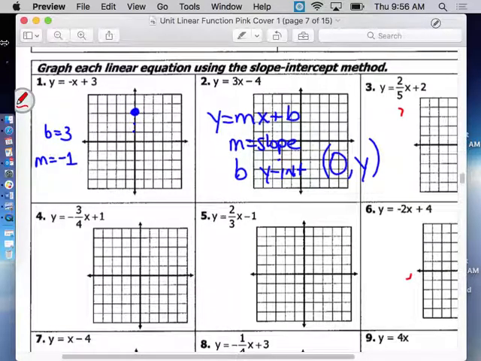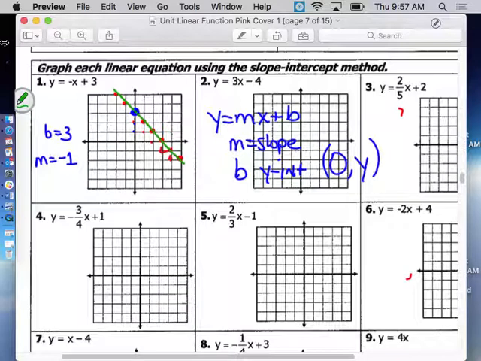And let's plot some points. If I move down, that's considered negative, and if I move to the right, that's considered positive. So there would be my next point: I would go down 1 and to the right 1. Or I would move up 1, positive motion, and then left 1, negative motion. Then I would simply take a straight edge and connect the points to make the straight line.